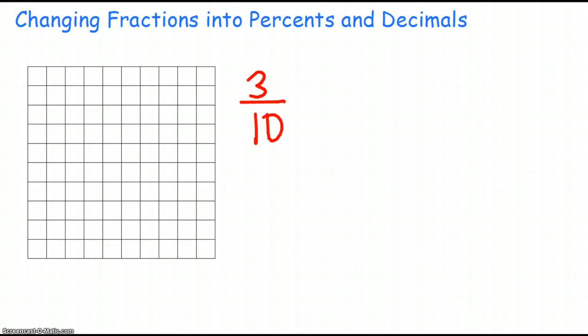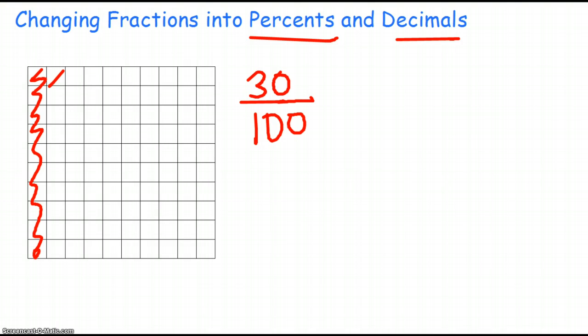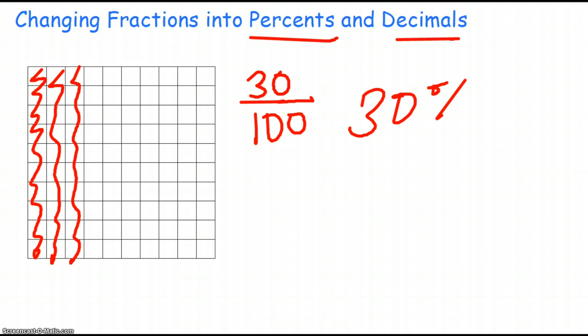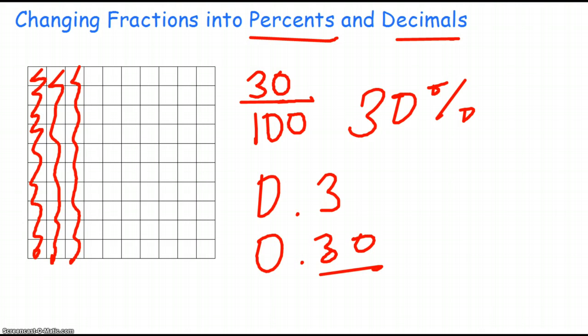3/10. Now again, if I'm going to change it into a percent and a decimal, I'm going to go ahead and multiply both by 10 so that I can work with it in hundredths. So I'm going to go ahead and shade in 30, 10, 20, 30. And the percent is 30%, and the decimal can be written two ways, 0.3 or 0.30. I would read this decimal as 30/100ths, and this one as 3/10.